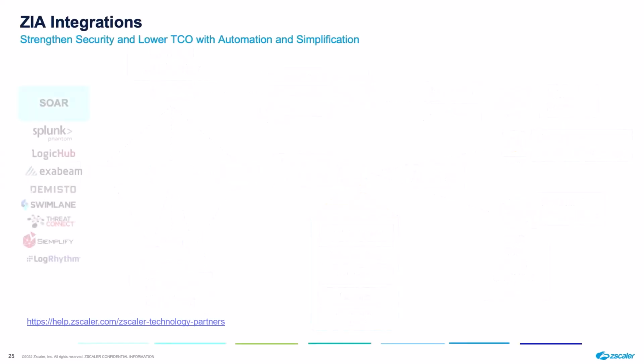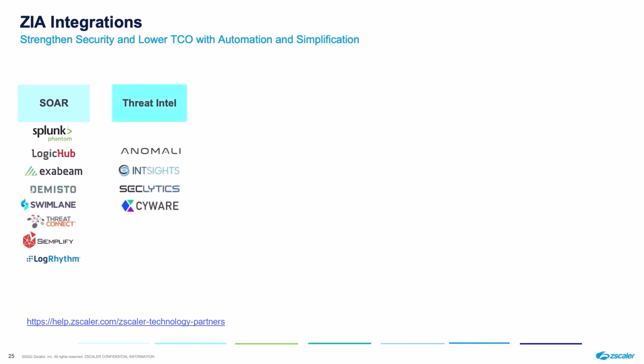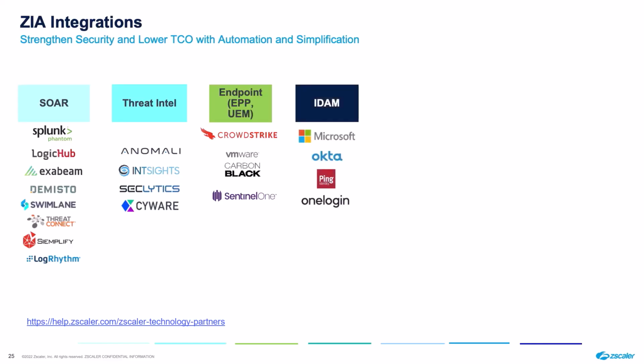Third-party integrations. There are solutions that will integrate with Zscaler, threat intel analytics of the content, and make API calls back to Zscaler. Endpoint management solutions: CrowdStrike, VMware Carbon Black, SentinelOne. Identity solutions: in terms of SAML authentication, as well as SCIM authorization, is an API call.